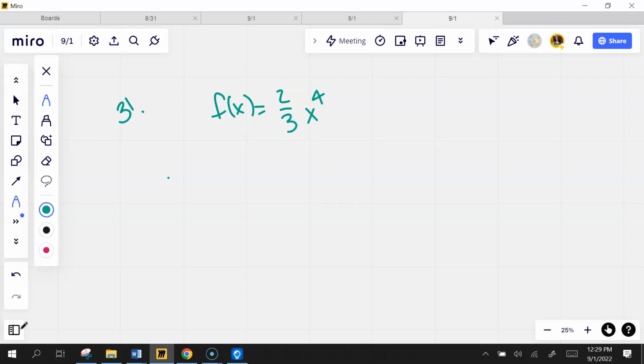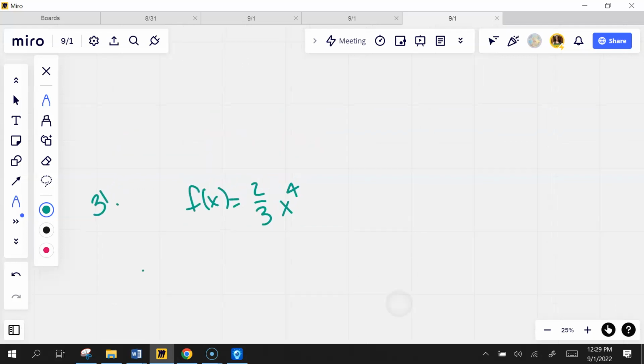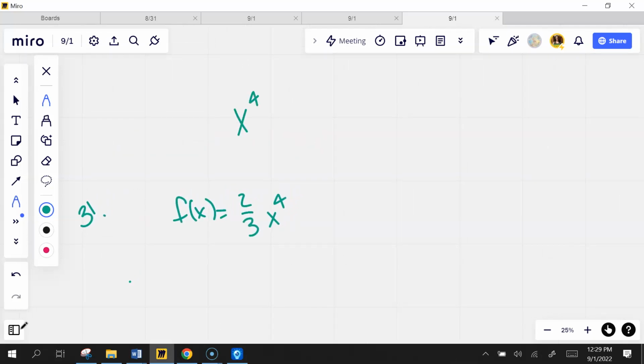Well, what's happening here? Compare it to x to the 4th. Compare it to the graph of x to the n where n's the same power. What's the difference? How do I get from this one to this one? What's being done? It's a vertical shrink of 2/3. Yeah, that's it. That's all you had to do there. Vertical shrink of 2/3.